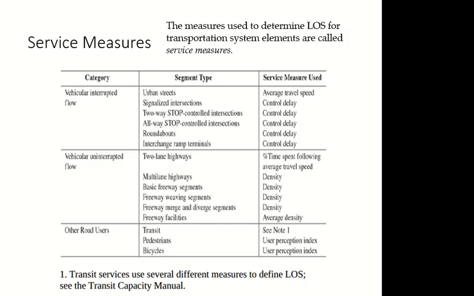For interrupted flow facilities, it is mainly delay. Okay, control delay. Then we have some exceptions here. For example, two-lane highway is an exception for uninterrupted, and urban street is an exception for interrupted. For urban streets, we use average traveler speed, and for uninterrupted two-lane highway, we use percent time spent following, and again average traveler speed. So for two-lane highways, there are two parameters. We will discuss both of them later on with two-lane facilities.